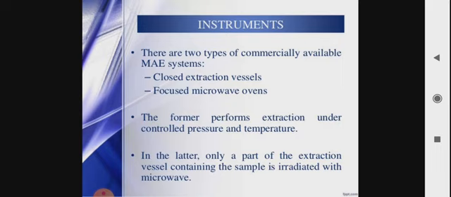Instruments: there are mainly two types of MAE, microwave assisted extraction systems, used. First, closed extraction vessel, and second, focused microwave ovens, open system. The former, the closed extraction vessel, performs extraction under controlled pressure and temperature, and in the latter only a part of the extraction vessel containing the sample is irradiated with microwave.